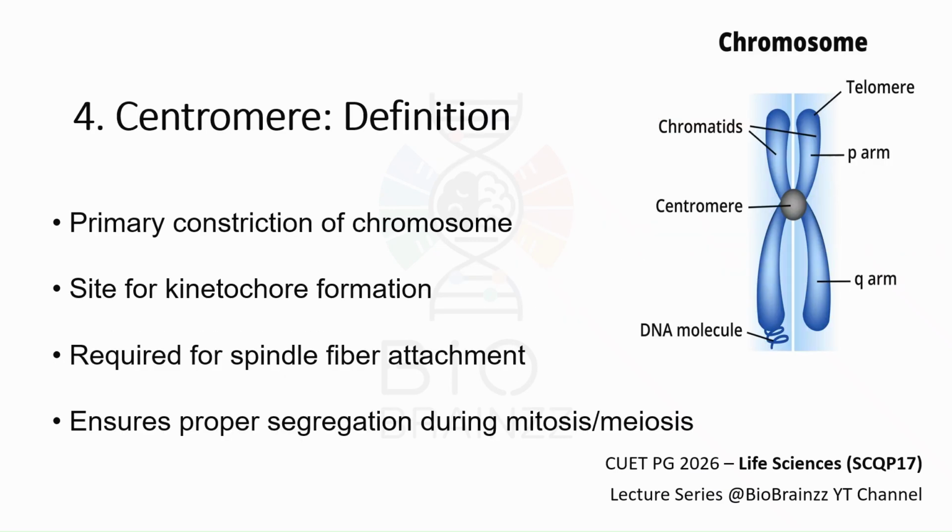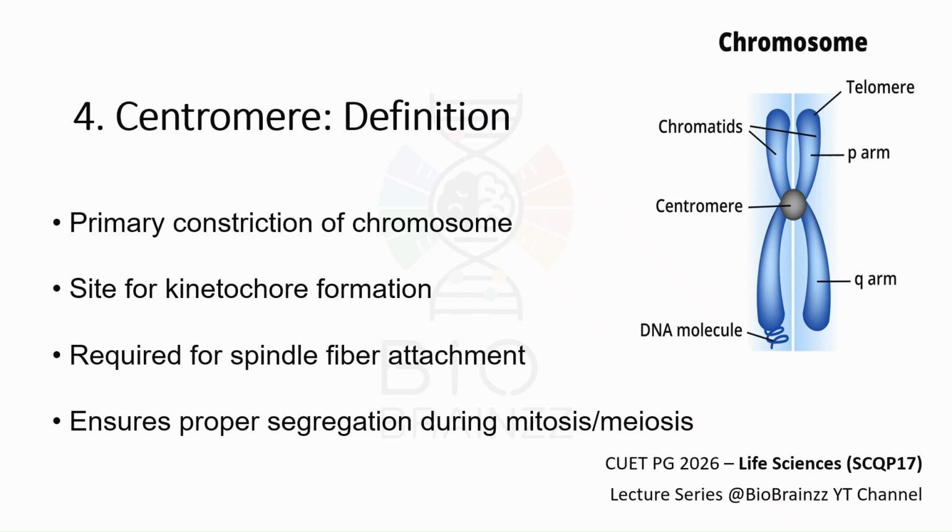Now let us move to the fourth topic, the centromere. The centromere is defined as the primary constriction of a chromosome, that narrow region which appears when chromosomes are highly condensed during cell division. This region serves as the site for kinetochore formation. The kinetochore is a protein complex that assembles on the centromere and is essential for chromosome movement.